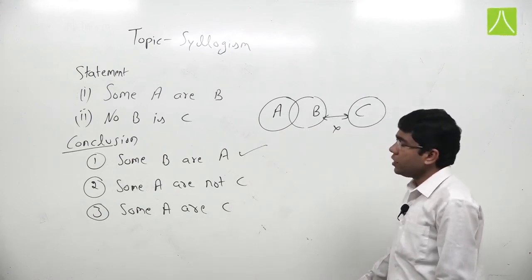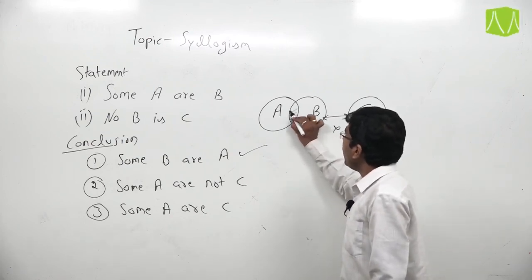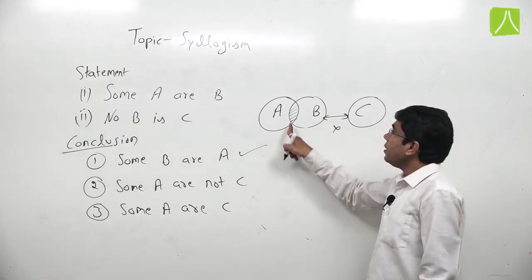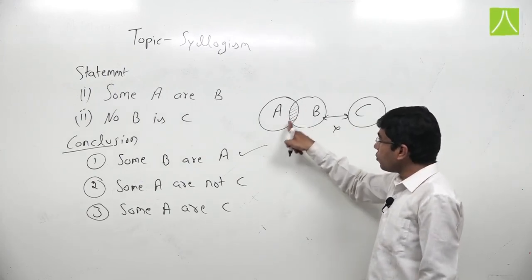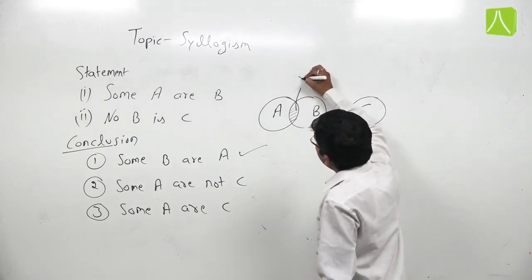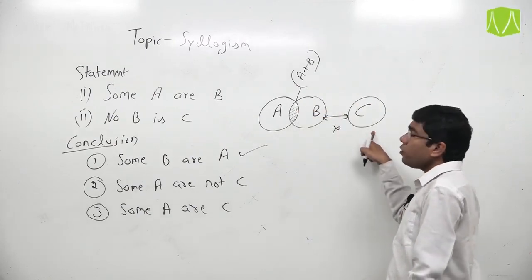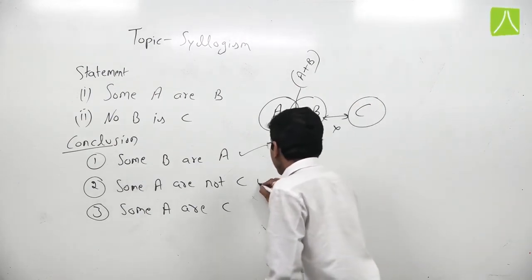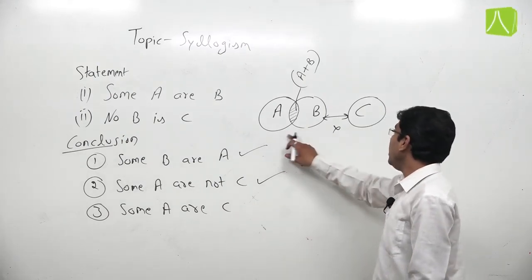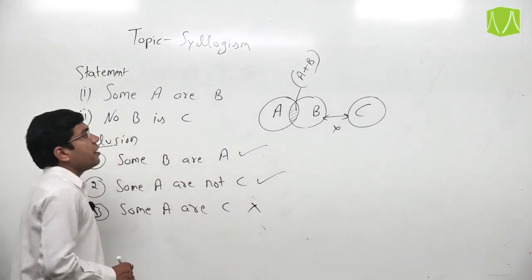Some A are not C. Friend, in this we have to find the part of A which cannot be connected with C. Here we can easily say that A and B are combined, so with this portion A and B both are connected, so the A of this portion cannot be connected with C, so our conclusion number second is correct. Conclusion number third, positive conclusion, some A are C, A and C are not connected, so our conclusion number third is incorrect.